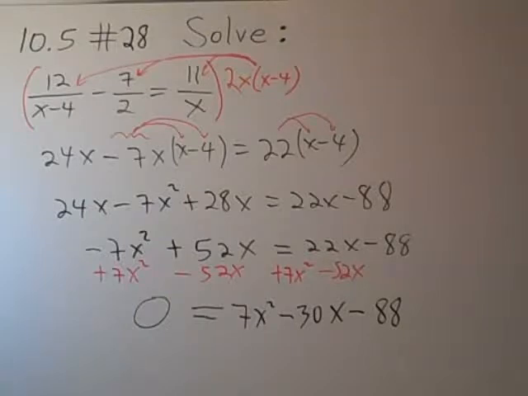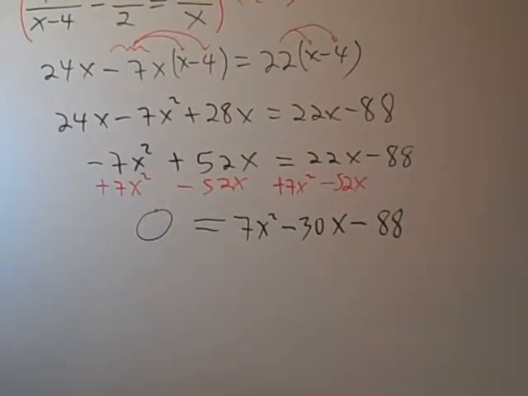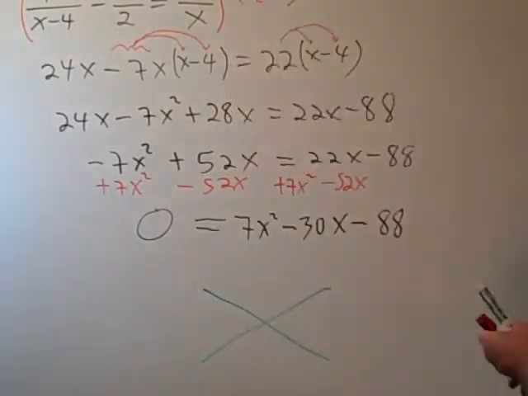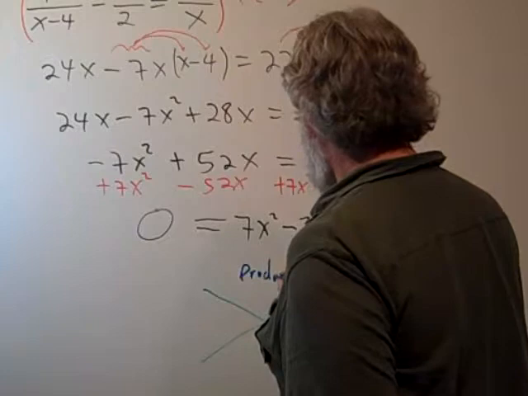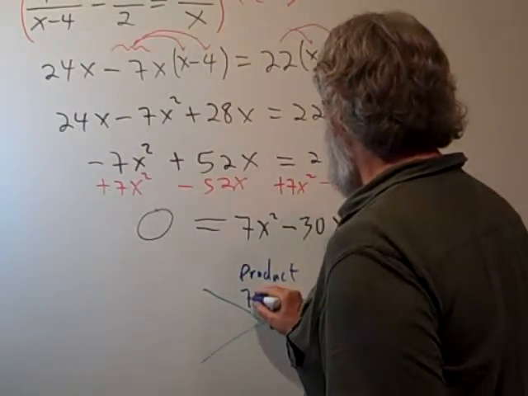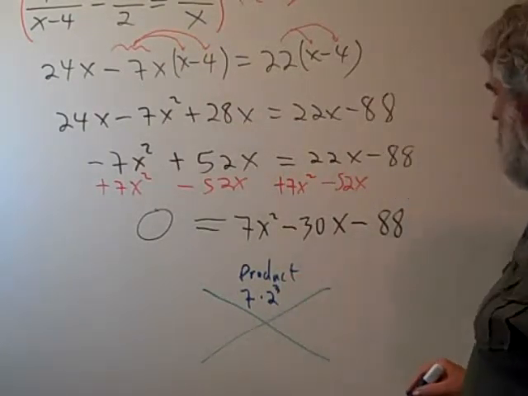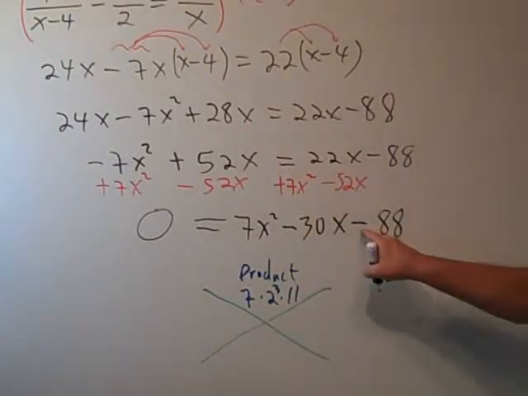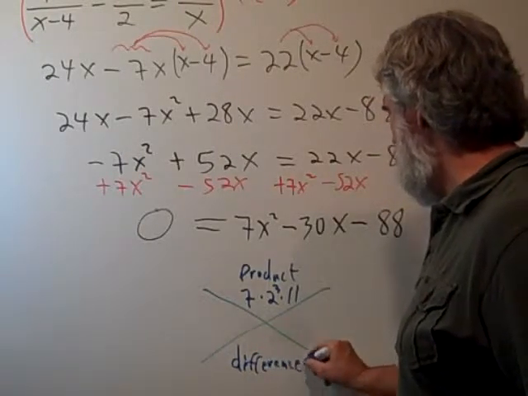Okay, so let's attempt such a feat. For that to factor, we're looking for two numbers whose product is 7 times 88. Now 88 is 8 times 11, and 8 is 2 to the third, 2 times 2 times 2. And the difference is 30.